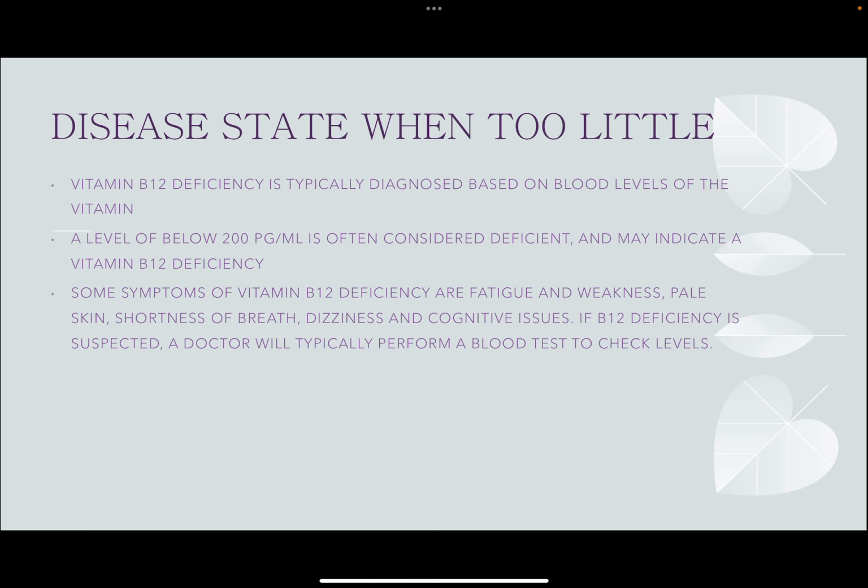Disease state when too little. Vitamin B12 deficiency is typically diagnosed based on blood levels of the vitamin. A level below 200 picograms per milliliter is often considered deficient and may indicate vitamin B12 deficiency. Some symptoms of vitamin B12 deficiency are fatigue and weakness, pale skin, shortness of breath, dizziness, and cognitive issues. If B12 deficiency is suspected, a doctor will typically perform a blood test to check levels.